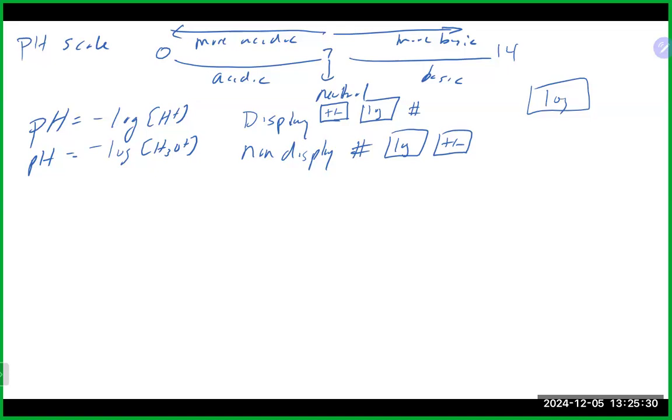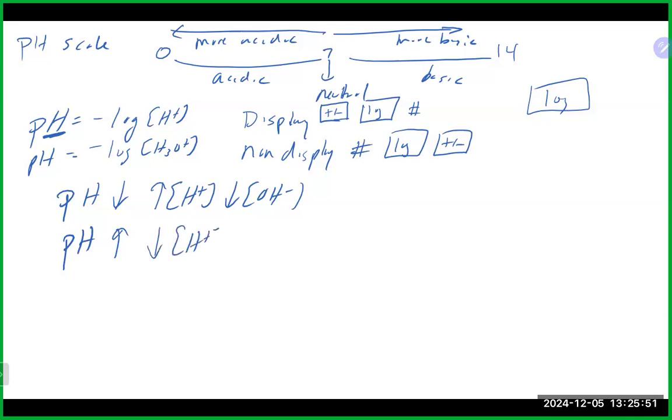Now, the pH tells you what you need to calculate it. The H means you need the H plus concentration. The pH goes down as the concentration of H plus goes up and the concentration of OH minus goes down. The pH will go up as the concentration of H plus goes down and the concentration of OH minus goes up. So that is the relationship you have going on in that situation.